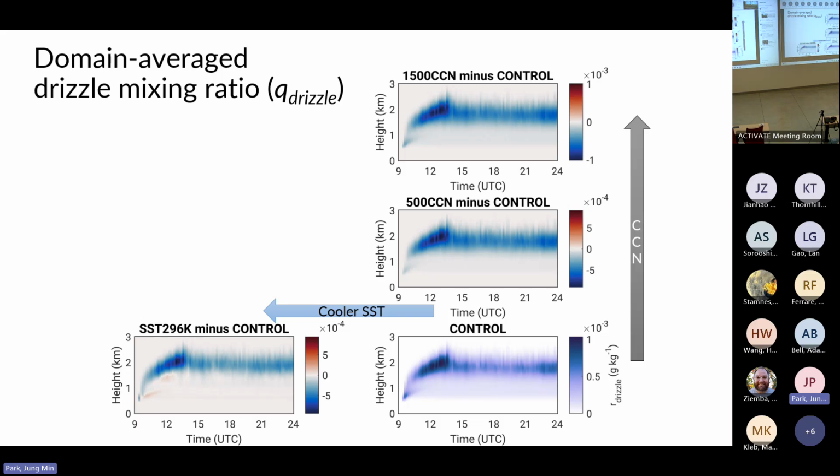And here is a similar figure, but for the drizzle mixing ratio. The most distinct difference here is that increasing CCN results in less domain mean drizzle mixing ratio, in line with more cloud mixing ratio in the previous figure, whereas the colder SST results in less clouds and less drizzle mass. Again, this might be related to the role of surface fluxes and moisture availability in the near surface and boundary layer as a result of that.